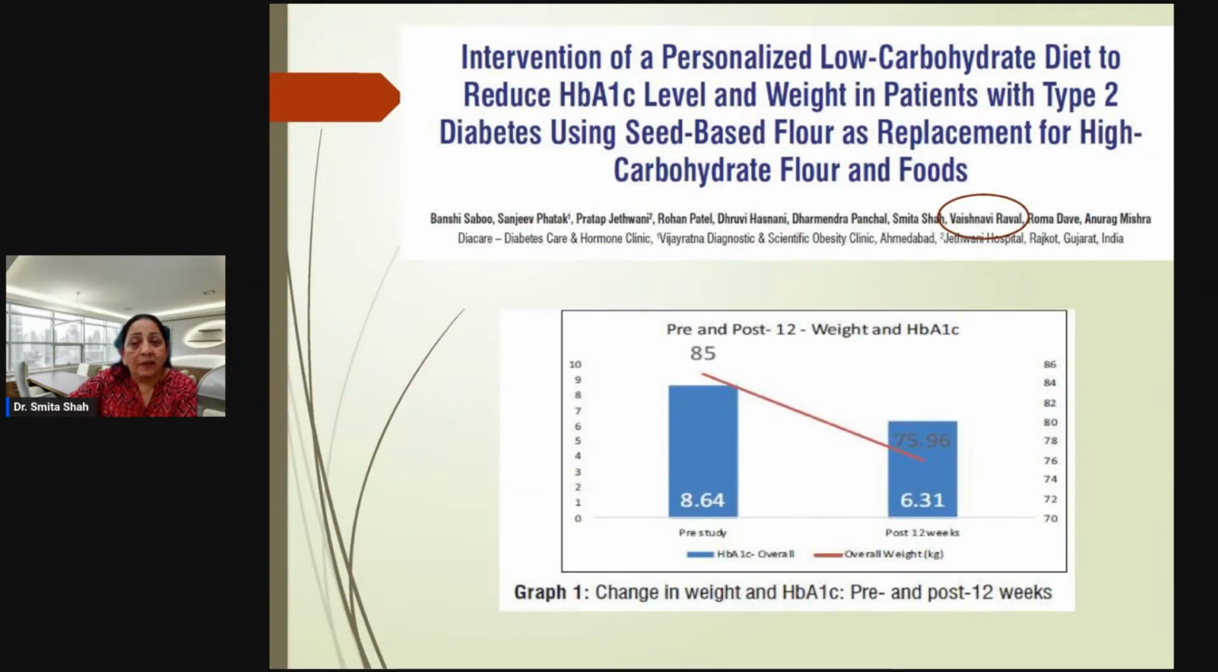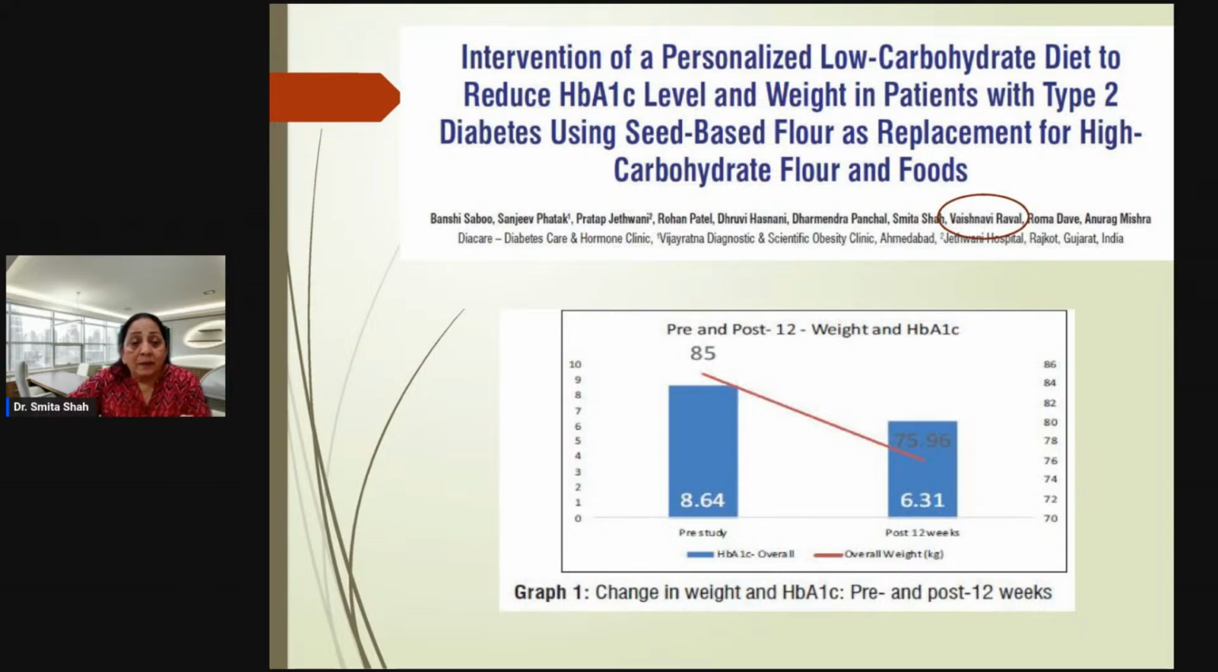Now this is the intervention. This study was done in our clinic at Ahmedabad, and this intervention was a personalized low carbohydrate diet to reduce the HbA1c level and weight in patients with type 2 diabetes, using seed based flour as a replacement for high carbohydrate flour and food. Generally in Gujarat, we have very thin roti and use very fine flour like maida flour. At that time the postprandial sugar goes up and up because they are having 4 or 5 rotis.